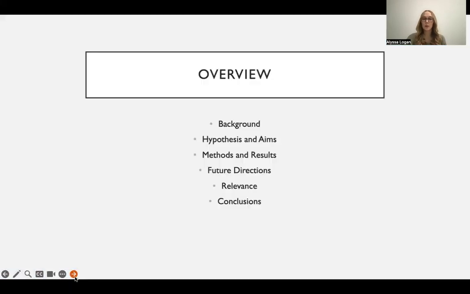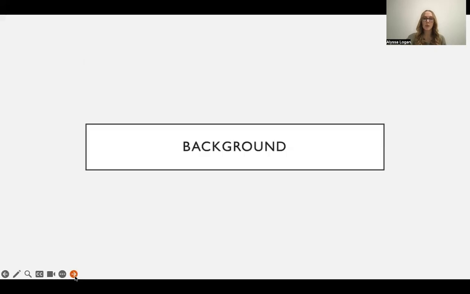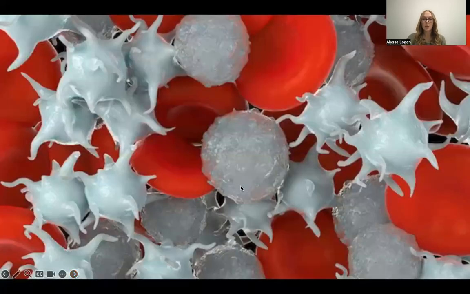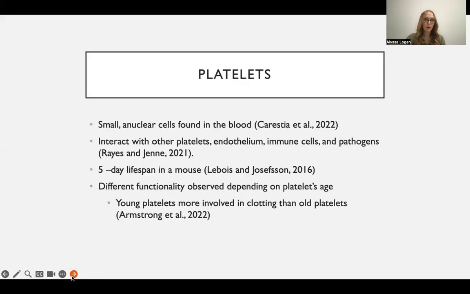Here is an overview of my presentation, and let's get started with a bit of background. Platelets are a type of cell in the blood that are characterized by having no nucleus, and they have a strange morphological shape as shown here. Platelets also express a plethora of receptors for other cells, including platelets, immune cells, the endothelium, and even pathogens, making them a versatile cell that can interact with many others.